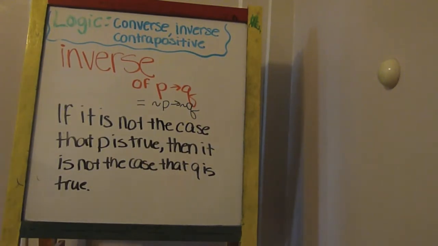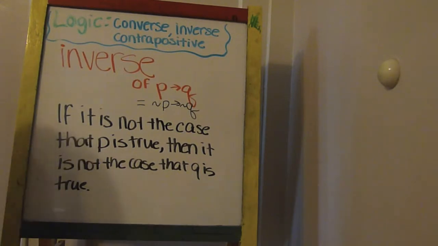So let's put it into a sentence. Not P arrow not Q really means if it is not the case that P is true, then it is not the case that Q is true.